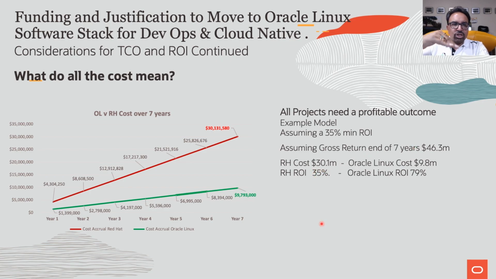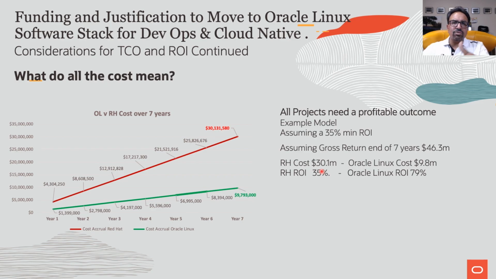But most organizations' revenue doesn't go up in a linear fashion. It goes up and down, up and down. And it's quite possible you don't get $46 million of return. You might get half that. If that $46 million became $25 million or $20 million, then the ROI on Red Hat is going to drop to 12 to 15%. All of a sudden you're below the gold standard for your organization.